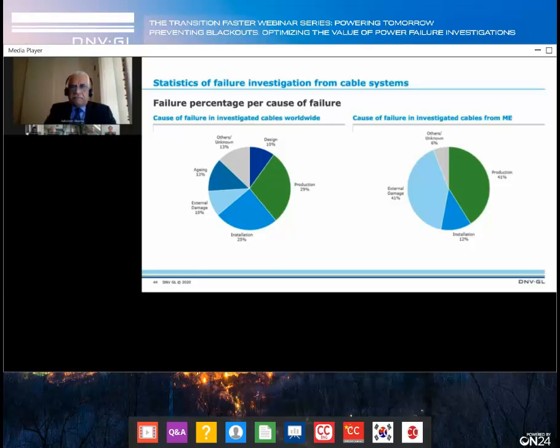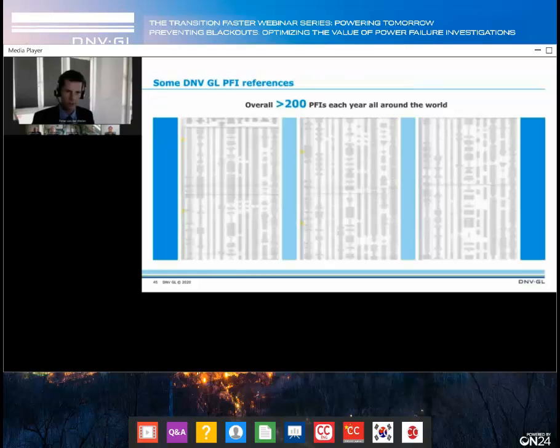Okay, interesting. Thank you, Ashutosh. Maybe it's nice to mention in this context that the statistics and learnings are not about 5 or 10 investigations. Looking at the numbers, I can share that DNV-GL performs over 200 failure investigations each year. And of course, this data you see here on the slide is blurred for confidentiality reasons.